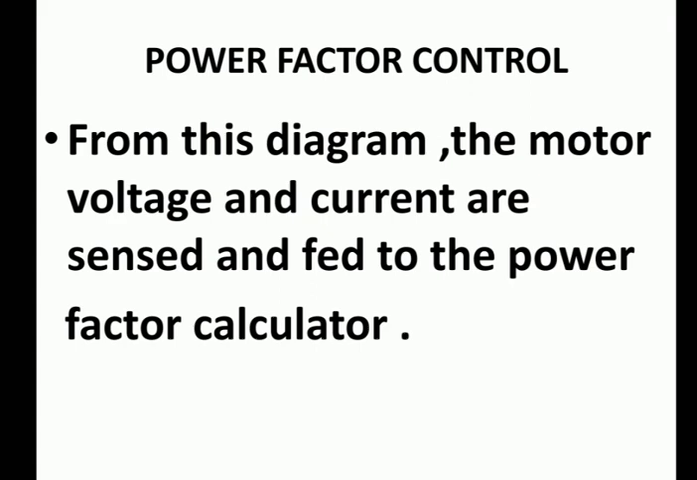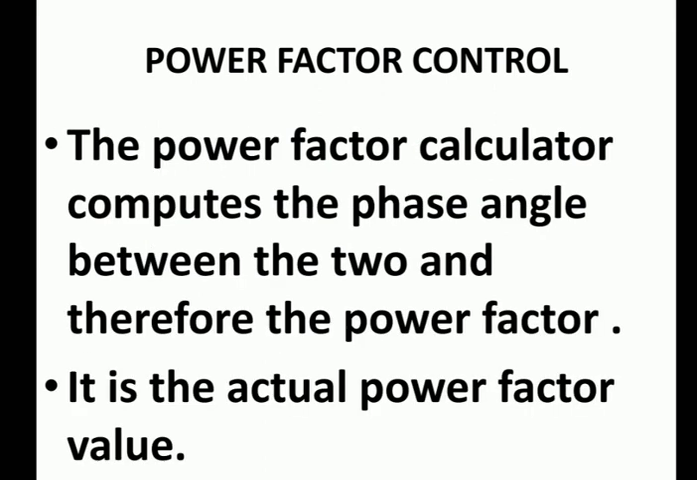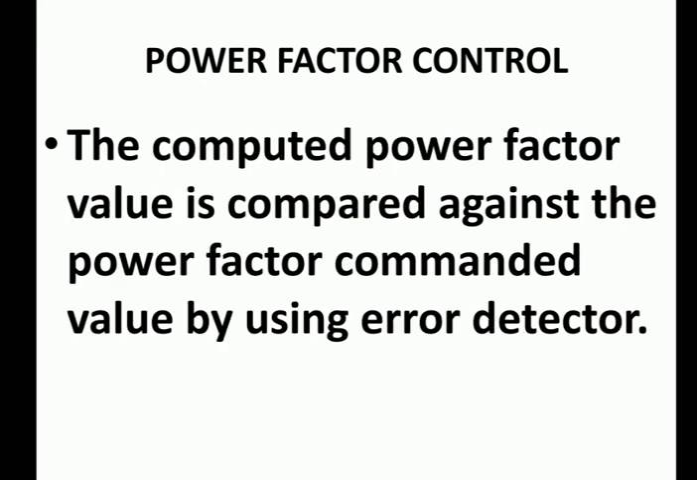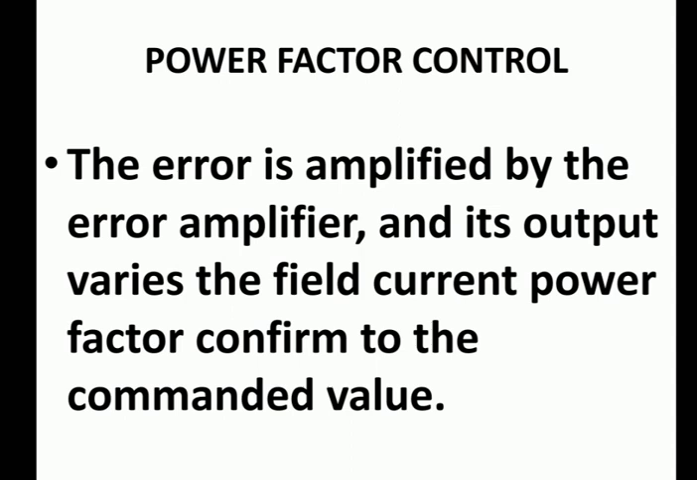From this diagram, the motor voltage and current are sensed and fed to the power factor calculator. This power factor calculator computes the phase angle between the two, that means the voltage and current, and therefore the power factor. It is the actual power factor value. The computed power factor value is compared against the power factor commanded value by using an error detector. This error is amplified by the error amplifier and its output varies the field current so that the power factor conforms to the commanded value.